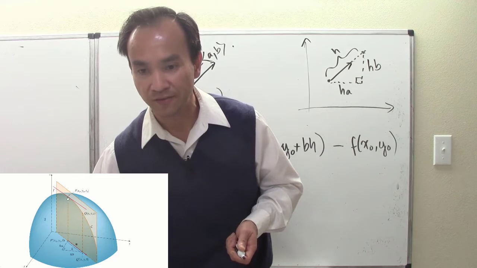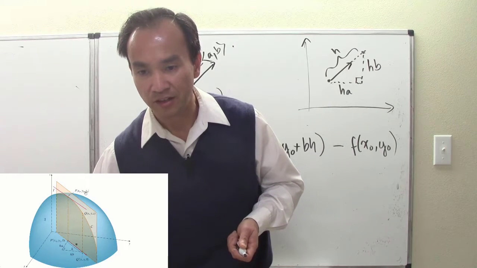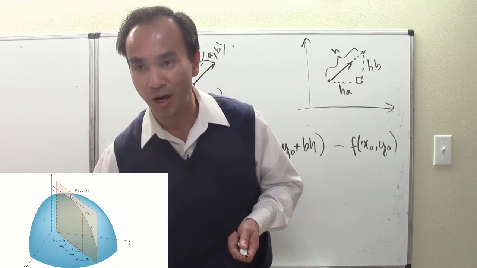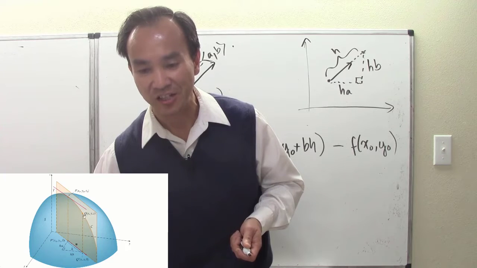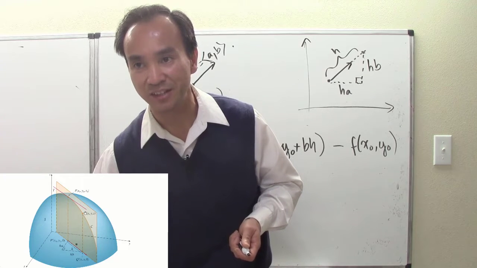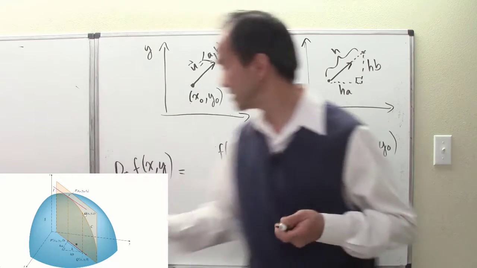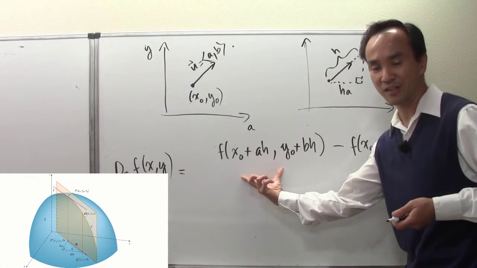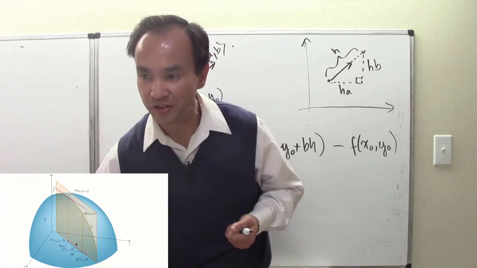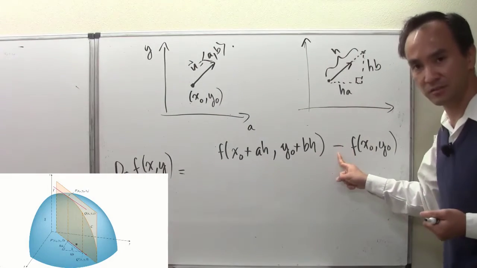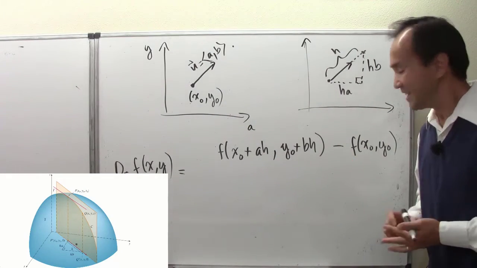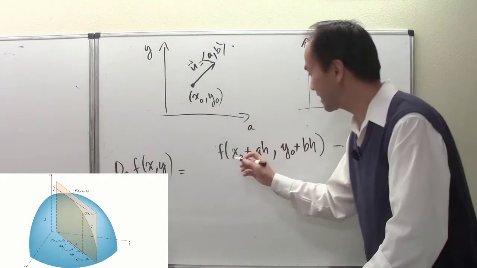So this is f of this point right here, z sub 0, which is f of x sub 0, y sub 0. But this point right here is f of x sub 0 plus ah, comma y sub 0 plus bh. This point is that value. So that vertical distance, which the picture here is not drawing, can be found by taking this difference, that subtraction.